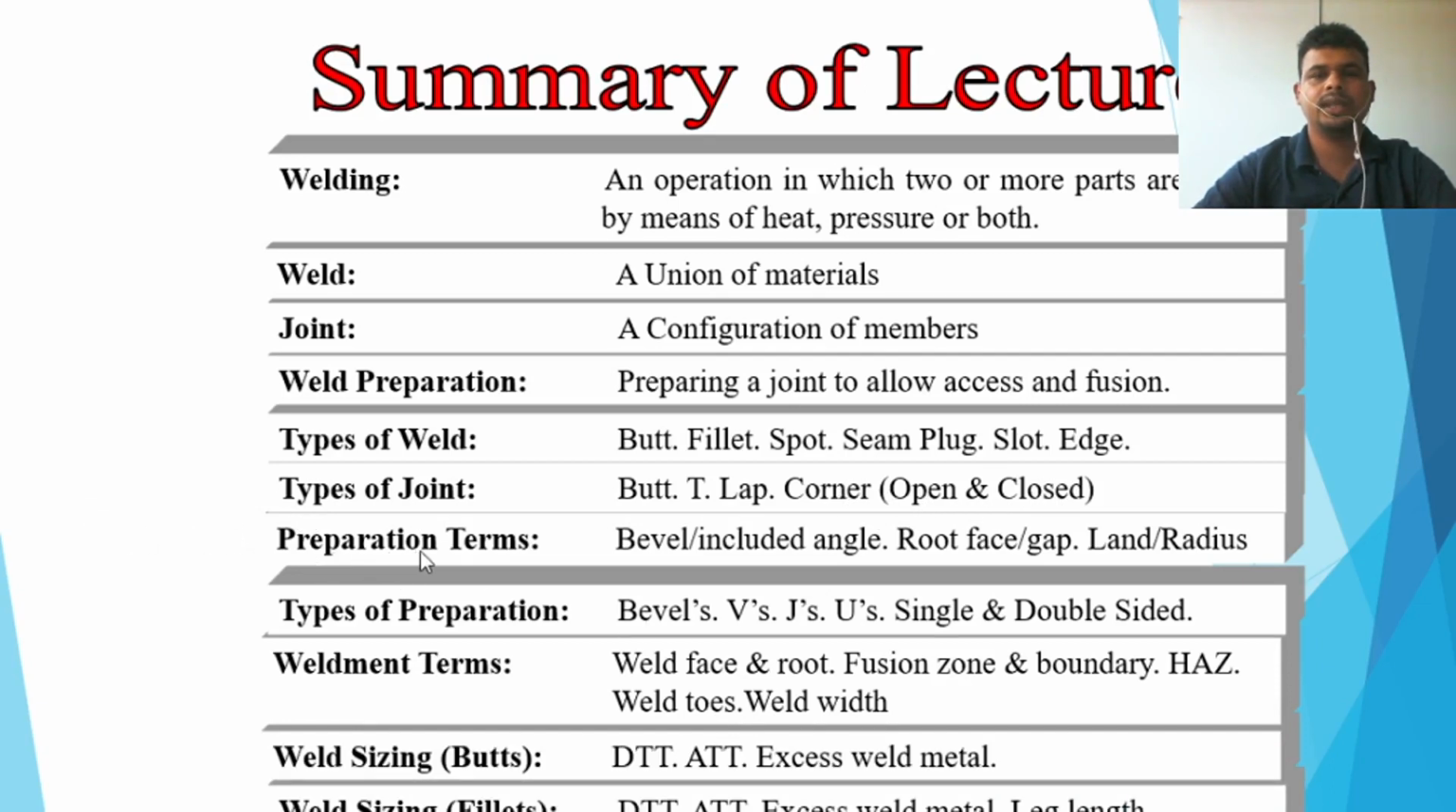Then the preparation terms. For preparation: bevel, included angle, root, face, gap, length, radius. We already saw these before in pictures. Then types of preparation: bevels, V, J, U, single and double sided. You already saw these before in slides. Then weldment terms: weld face, root, fusion zone and boundary, HAZ, weld to weld. Weld sizing for butt: design throat thickness, actual throat thickness, excess weld metal. The weld sizing for fillet also: design throat thickness, actual throat thickness, excess weld metal, and leg length. So this was the summary for today's lecture.